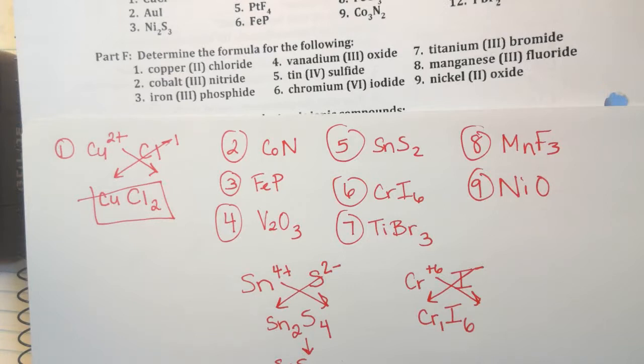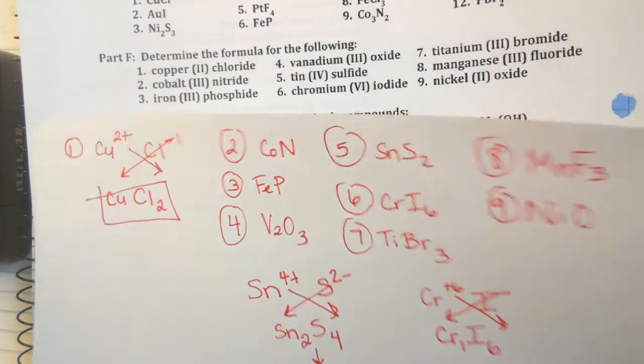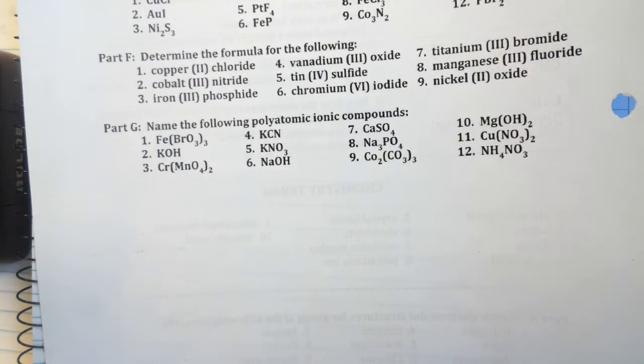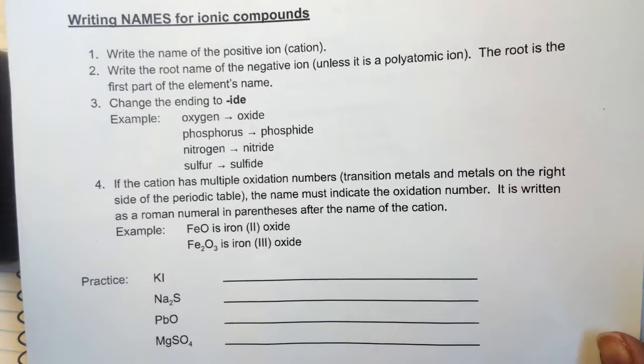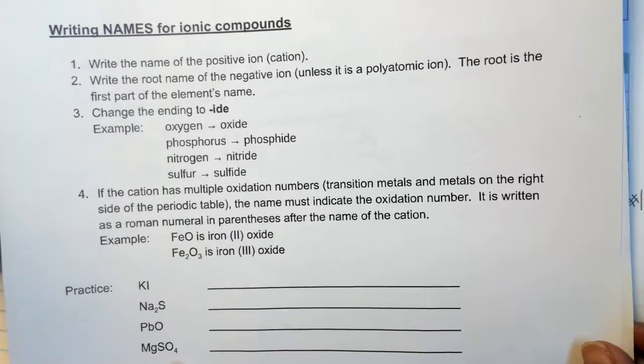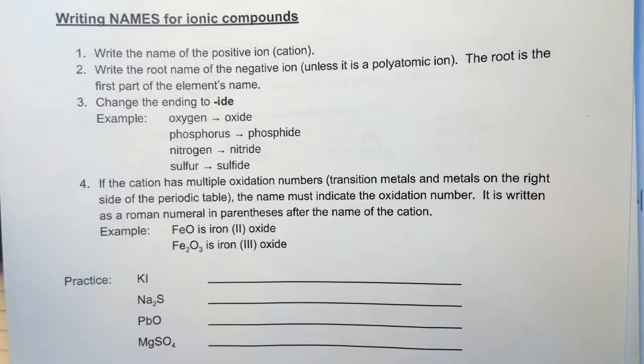Alright, so we are going to move on from creating formulas, and now we're going to work backward from formulas to naming overall. So go ahead and get your notes out from yesterday, or you should already have your notes out, and look at this bottom part right here on the back. This is what I call your cheat sheet or your rules: writing names for ionic compounds.